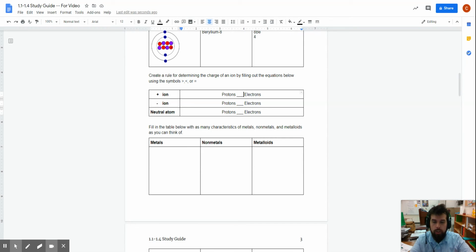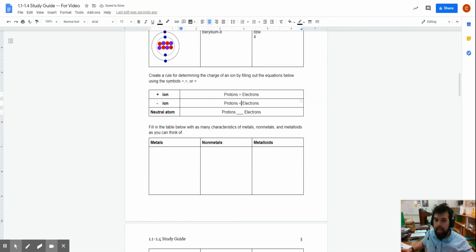I know that in order to have an ion, well, that's basically a charged atom. And in order to get a charge on an atom, I have to have some unequal number of protons and electrons. Protons are positive, so if it's a positive ion, I have to have more of those than an electron. So for a positive ion, protons are greater than electrons. For a negative ion, well, electrons are negative, so I must have more of those. So protons are less than electrons.